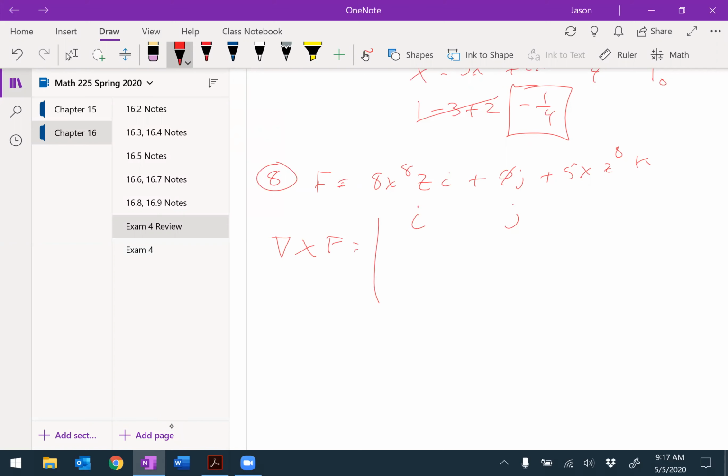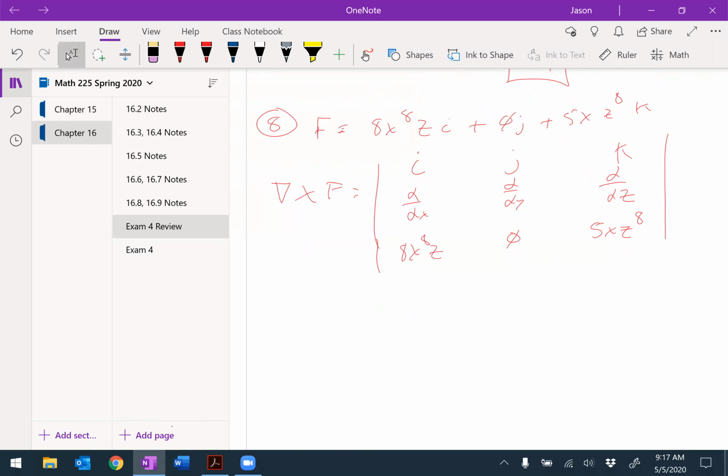So i, j, k, d dx, d dy, d dz, and then our first term is 8x to the 8th z, 0, and 5xz to the 8th. Just checking to make sure I wrote that down right. Yes. Okay, so now let's find our determinant here.